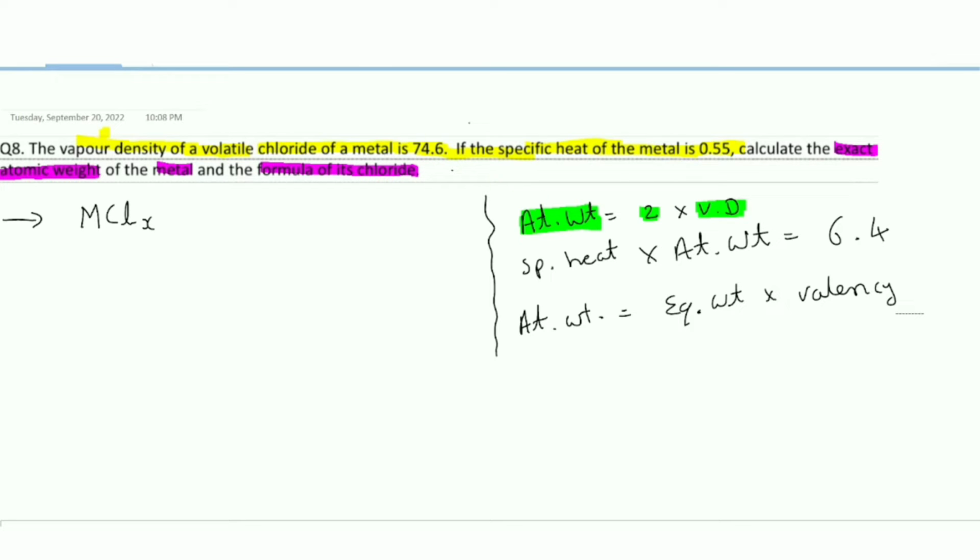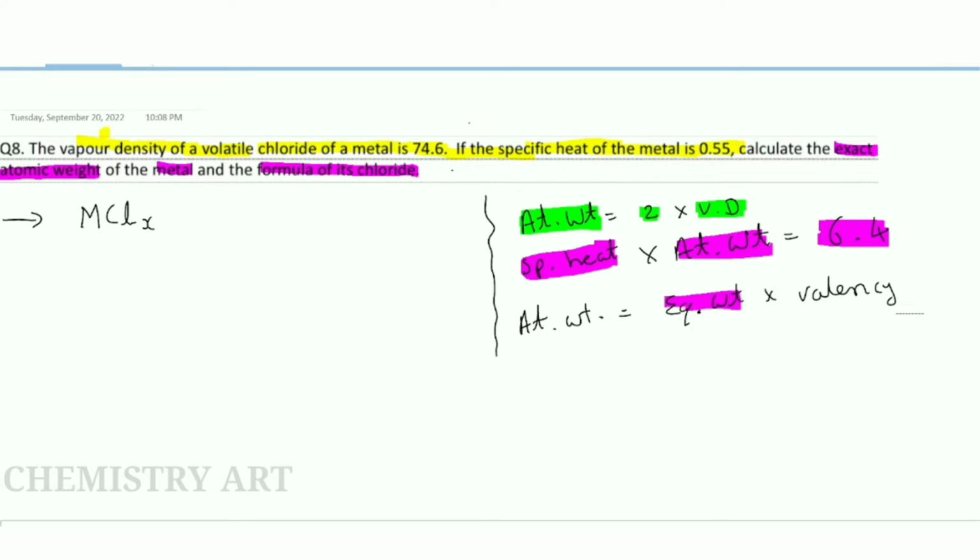Then the second thing is the specific heat. If the specific heat is given, then we can use this formula: specific heat into atomic weight is equal to 6.4. One more formula we have. If you want to find out the equivalent weight, then you can use this formula: atomic weight is equal to equivalent weight into valence.